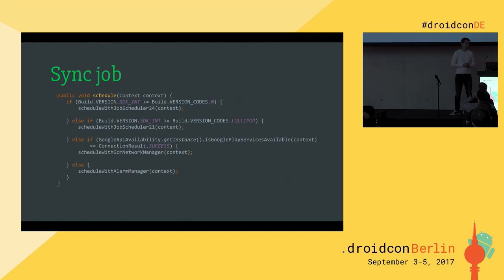So overall, for our sync job, we have something like this. If we are on Android Nougat or above, we use the job scheduler together with the flex parameter. If you're on Lollipop and above, then use the job scheduler without the flex parameter. Below that, use the GCM network manager. And if the Google Play services aren't installed, then use the alarm manager as a fallback.